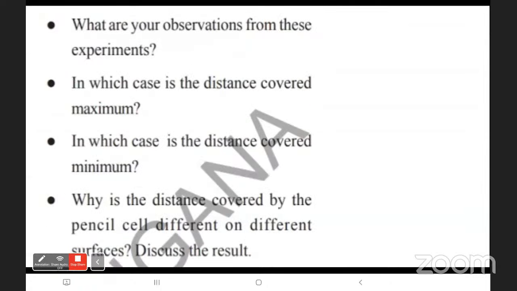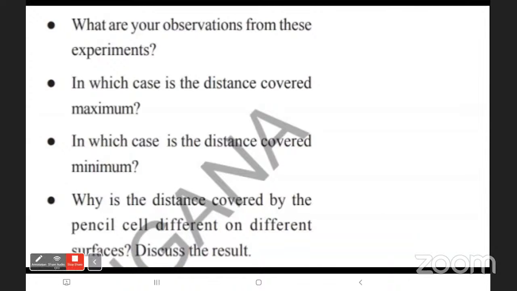Here, what are your observations from this experiment? In which case is the distance covered maximum? And in which case is the distance covered minimum? And why is the distance covered by the pencil cell different on different surfaces?